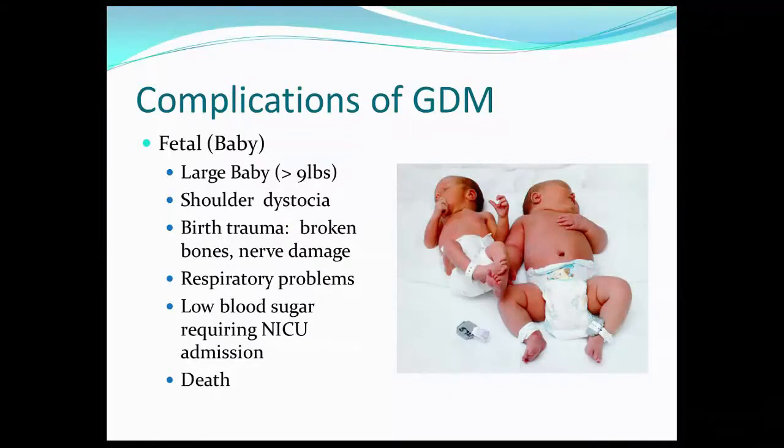On the baby side, as previously stated, the babies tend to be bigger, greater than 9 pounds. They also experience something called shoulder dystocia. This is when the baby has trouble coming through the birth canal. The baby can get stuck. As a result of the baby having difficulty coming through the canal, the baby can experience broken bones, mainly the clavicle or the humerus. This is the collarbone and the arm bone.